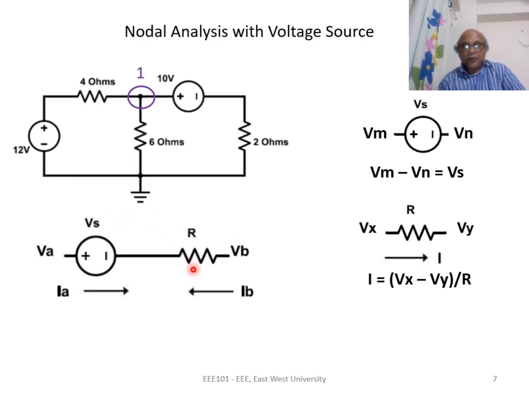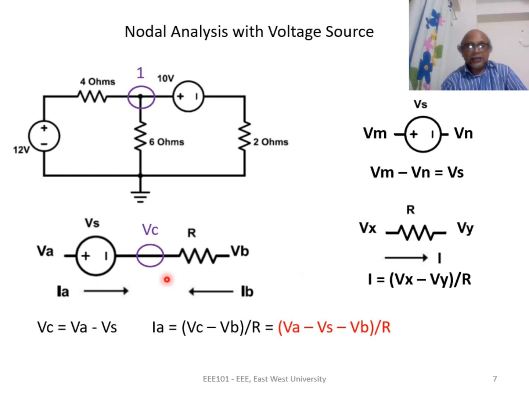We will do that by applying Ohm's law to R. To apply Ohm's law to R, we need the node voltage of the left node of R. Let's call this voltage Vc. Using this approach that Vm minus Vn is Vs, I can say here Va minus Vc is Vs. In other words, Vc is Va minus Vs. And using Ohm's law, Ia is (Vc minus Vb) by R. For Vc, I can substitute this expression to get this equation.